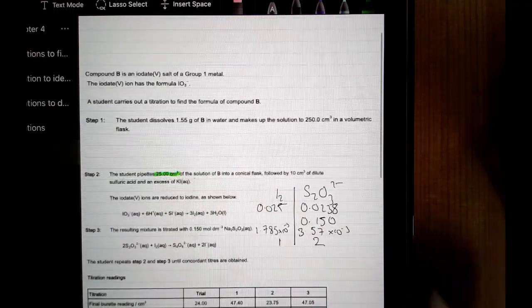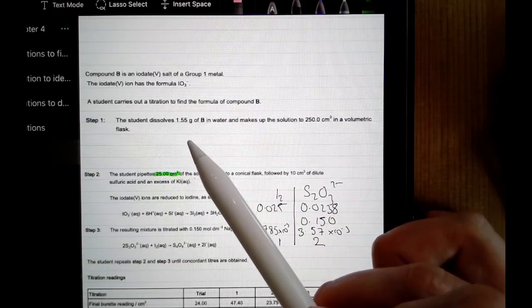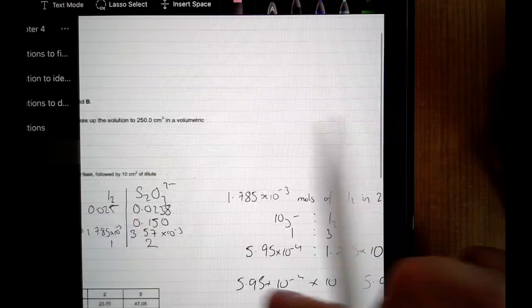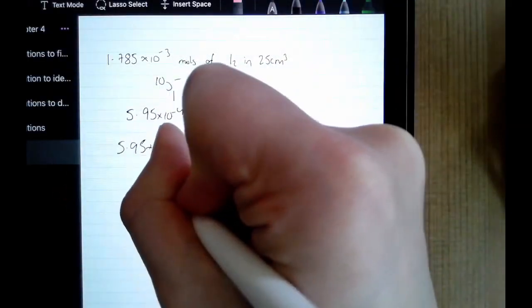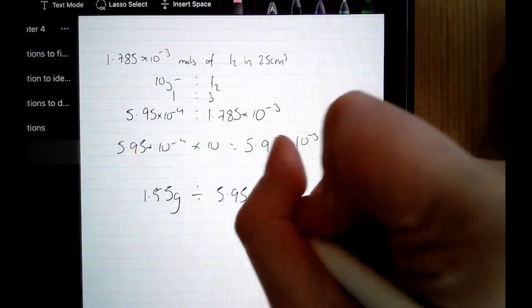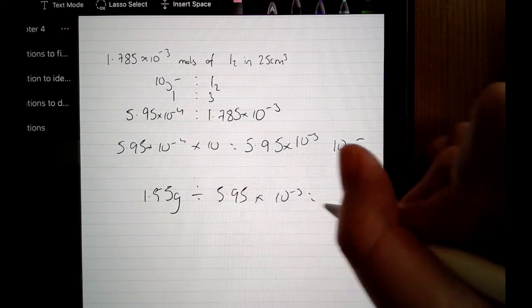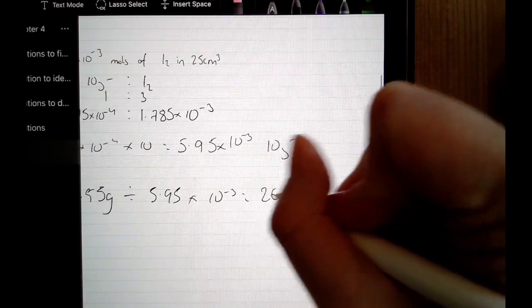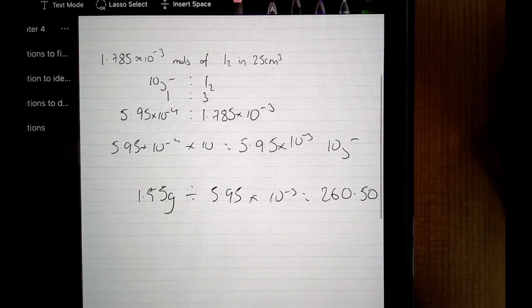Going back to the question, I can see that I've got mass of B. So I've got mass, I've got moles, I can use this information to find formula mass. So it's going to be my mass, 1.55 grams, divided by my moles, 5.95 by 10 to the minus 3. And that equals 260.50. All right, so that is the formula mass of the entire iodate.